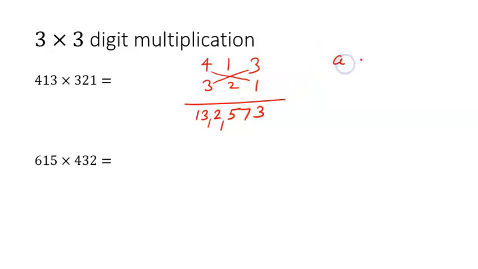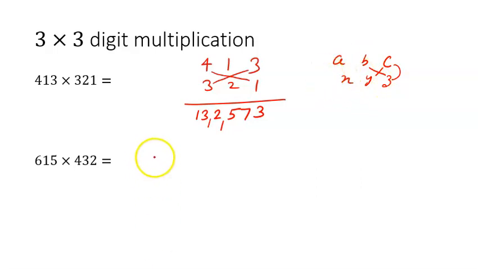Just to make it more clear, suppose I have to multiply ABC by XYZ. First we multiply C by Z, step number 1. Then step number 2, B into Z, C into Y. Step number 3, A into Z, C into X, and B into Y, and we add all of them. Then we take A and Y, B and X, and finally A and X.